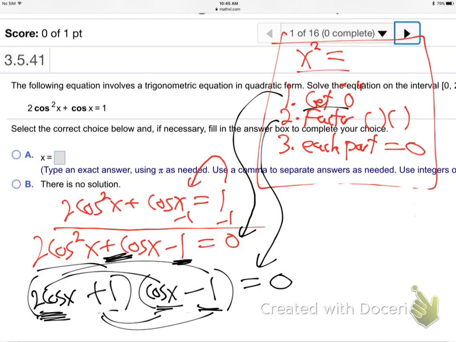Oh, we're at time, aren't we? All right, so you'd have to set this one to 0. You're going to have 2 separate equations like the ones we just did in part 1. That's how much harder it gets.